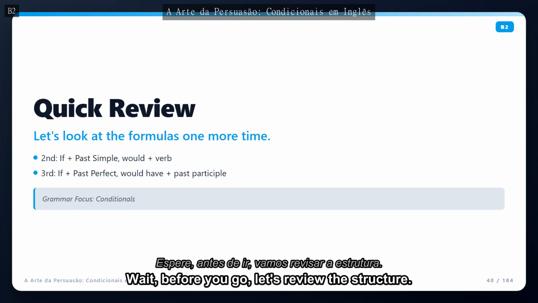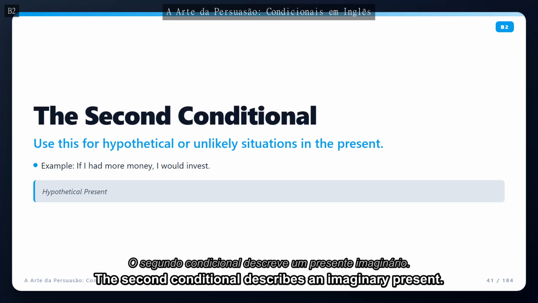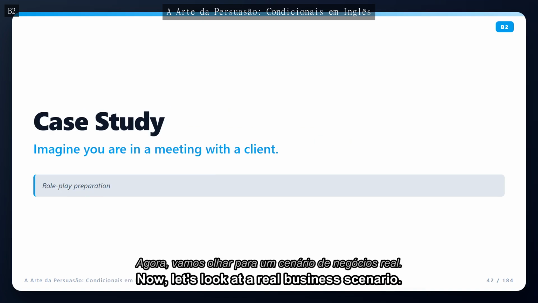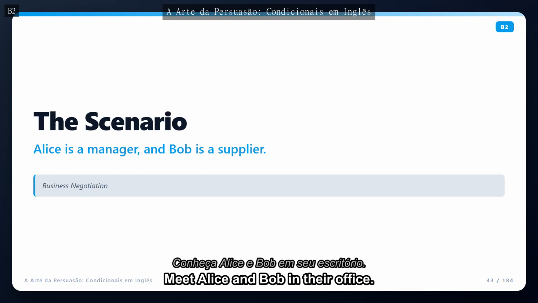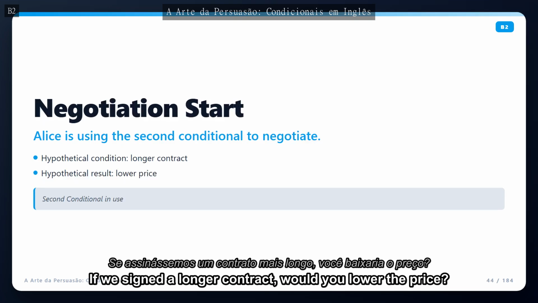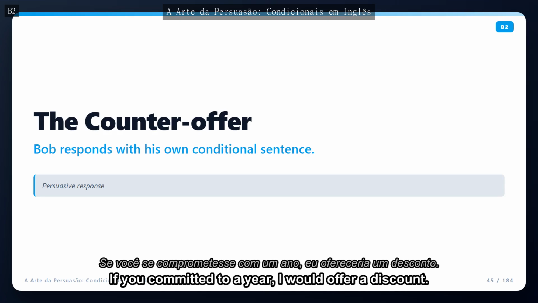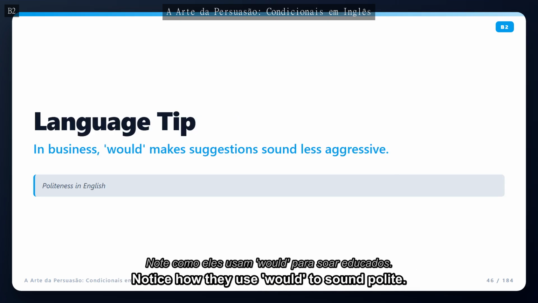Wait, before you go, let's review the structure. The second conditional describes an imaginary present. Now, let's look at a real business scenario. Meet Alice and Bob in their office. If we signed a longer contract, would you lower the price? If you committed to a year, I would offer a discount. Notice how they use would to sound polite.